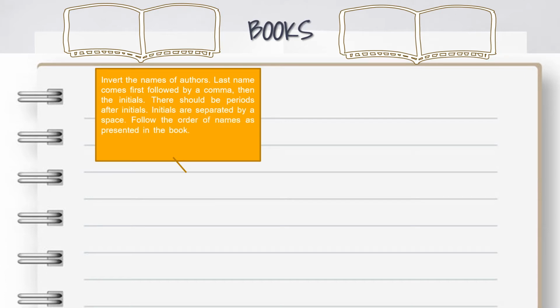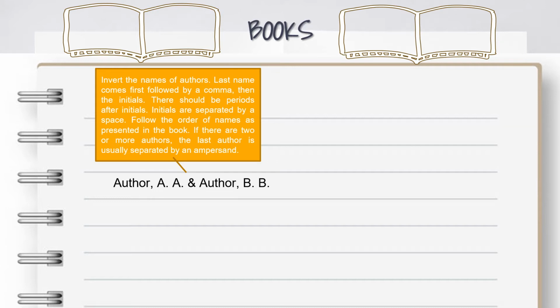So, first, when we talk about the author or the authors, invert the names of authors. Last name comes first, followed by a comma, then the initials, both for first name and the middle initial. Initials are separated by a space. Follow the order of names as presented in the book. If there are two or more authors, the last author is usually separated by an ampersand.